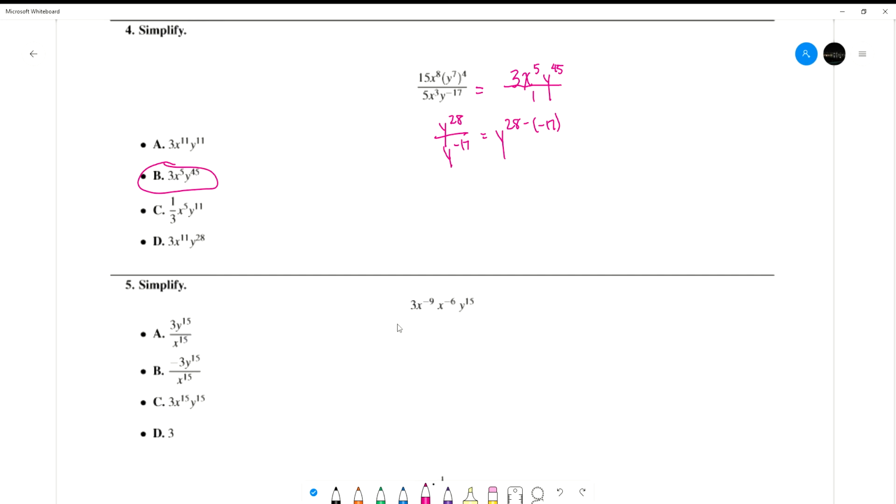For number 5, you have to add the exponents for the x. So x to the negative 9 plus negative 6 plus 15. I see negative 9 and negative 6 is negative 15, plus 15 gives me x to the 0. So my coefficient here is 3 times x to the 0. We know x to the 0 is equal to 1. So number 5 is just 3. Any questions with that? Okay, so that was a little curveball there.